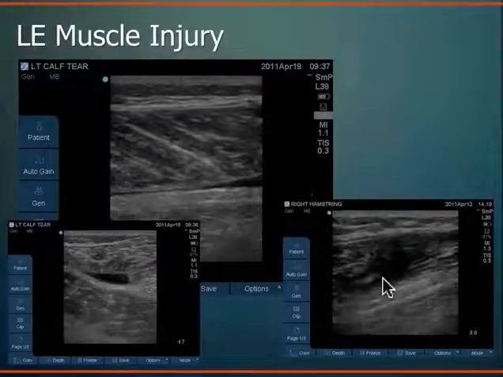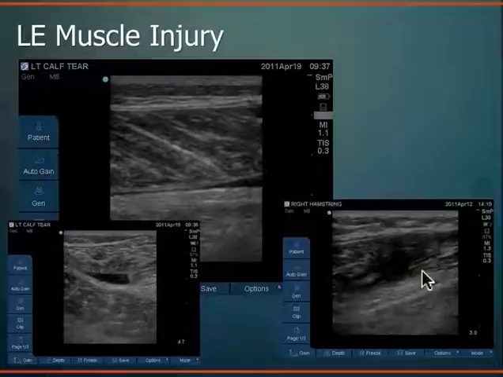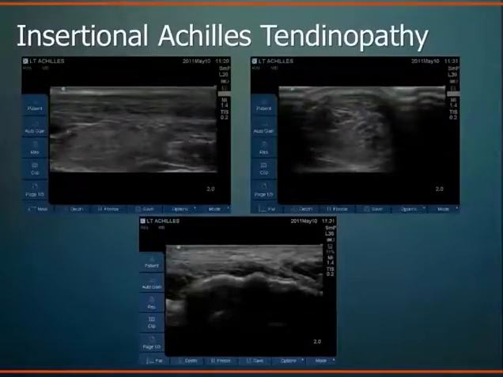How big is it? How big is the hematoma? How fast, how aggressive can we be with this kid? And I don't have to worry about him getting secondary imaging and going through all the hassles with that and expense to the family, etc. So this was one of my high school athletes just a few weeks ago with an acute hamstring tear.